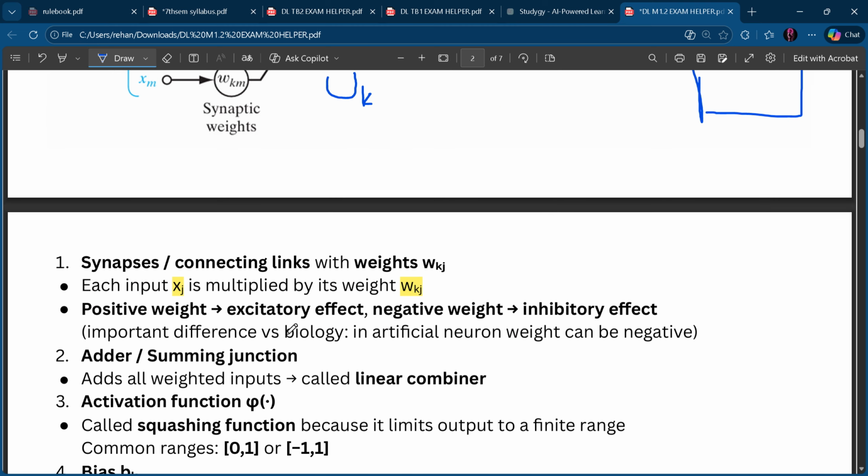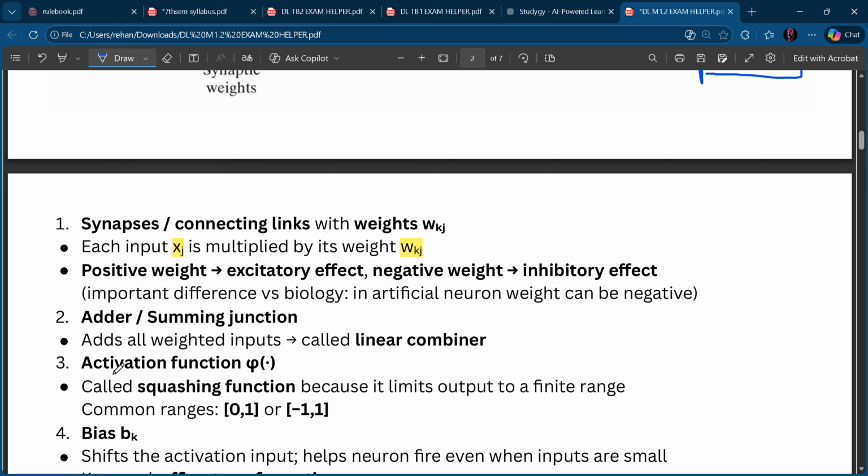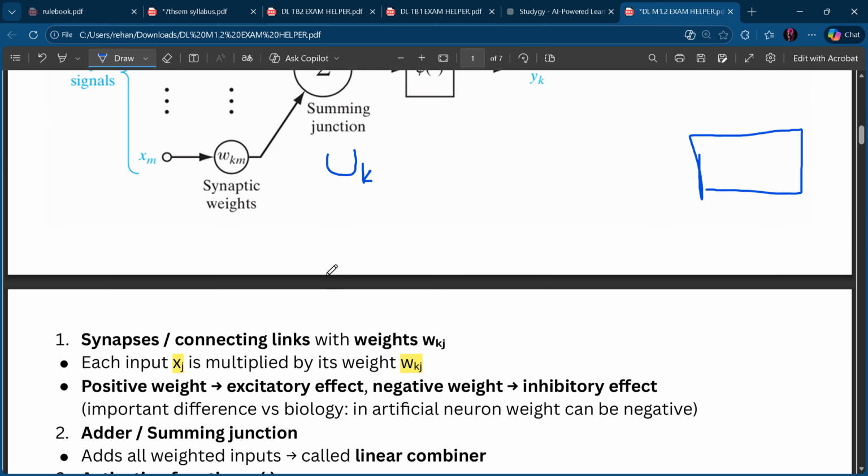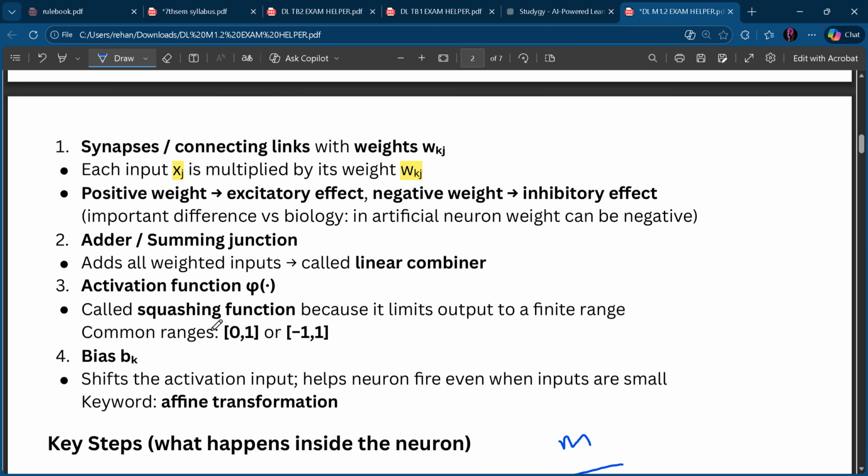Positive weight, excitatory effect; negative weight, inhibitory effect, is nothing but the actual activation for the neural network. If the value is negative, it decreases the chances of activating. If it is positive, it increases, like that. Add a summing junction, just see, linear combiner. Then you have an activation function called squashing function because it limits output to a finite range. In the sense, what? So the output values, it's the range between which the output might give.